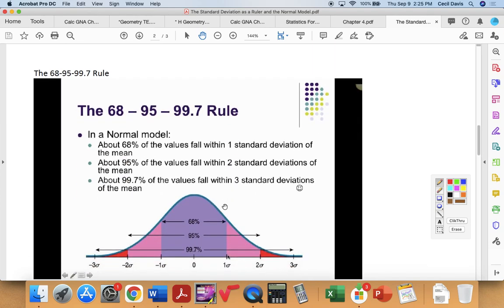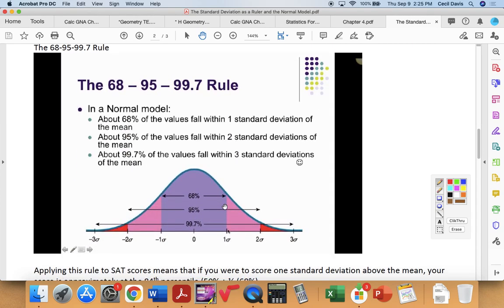All right, so here's a slide that I stole off the internet. The 68, 95, 99.7 rule. It's not too bad. So here's what it says: in a normal model, about 68% of the values fall within one standard deviation of the mean. About 95% fall within two standard deviations of the mean.